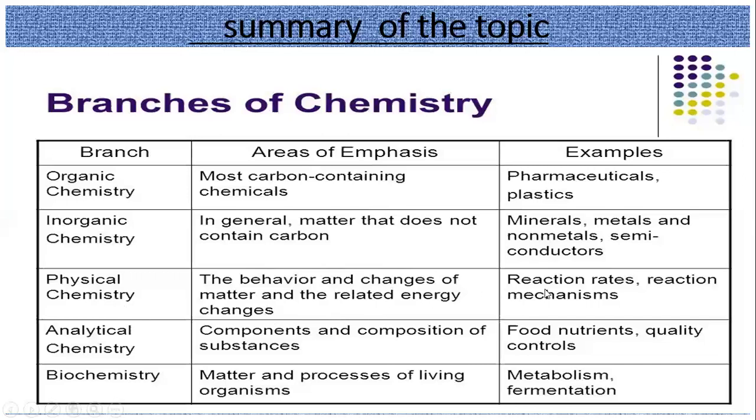And it is used in reaction rates and reaction mechanisms. Analytical chemistry is the study of components and composition of substances and is used in the food industry, nutrients, and quality control. The last one is biochemistry, the study of matter and processes of living organisms, and it is used in, for example, metabolism and fermentation.